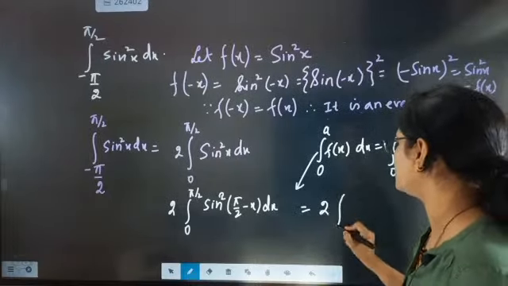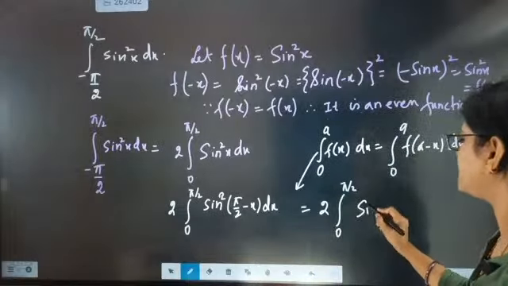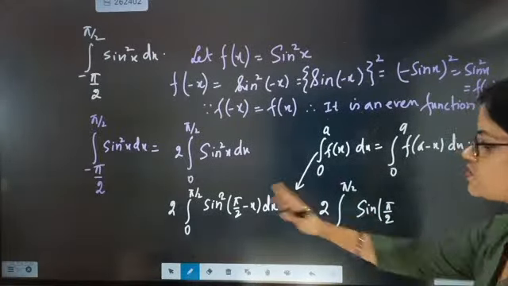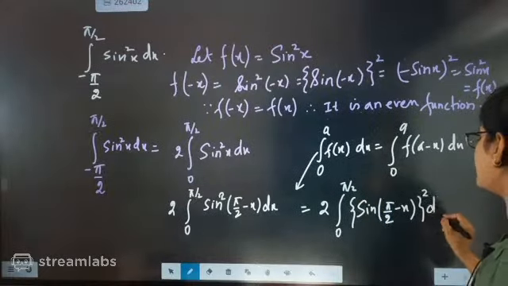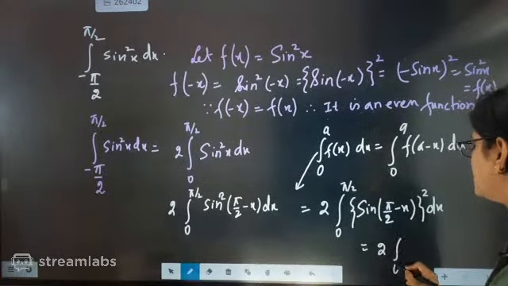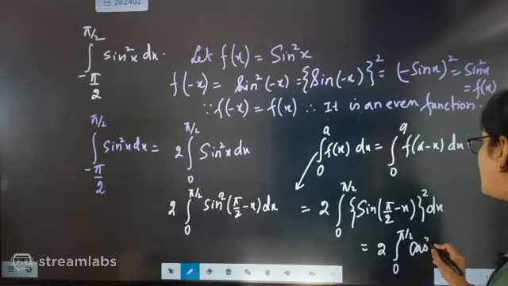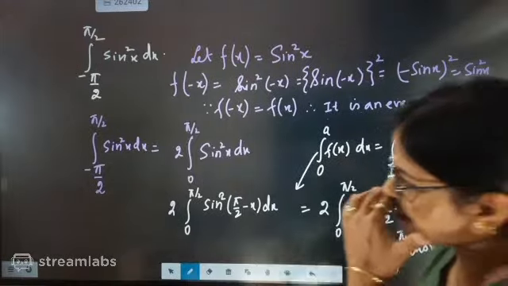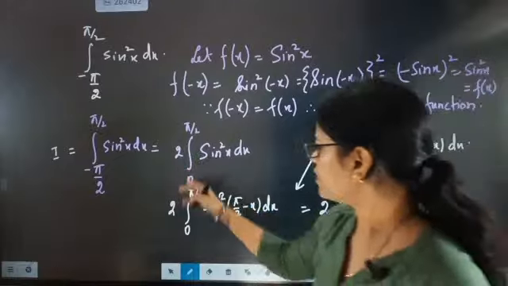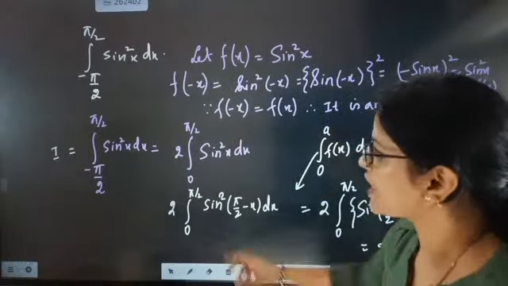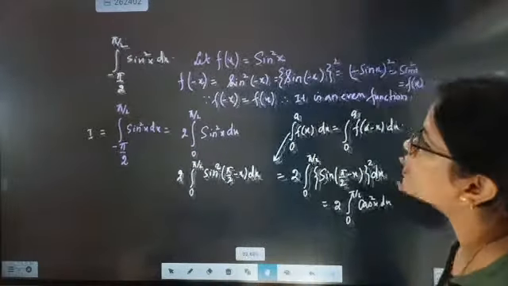So this part will become 0 to pi by 2 sine square x. Again I am just writing it so that you can understand: sine square of pi by 2 minus x whole square, and dx will be there. Sine of 90 minus theta is cos theta. So now it is finally going to become 0 to pi by 2 cos square x dx. So I is equal to this section you have written.